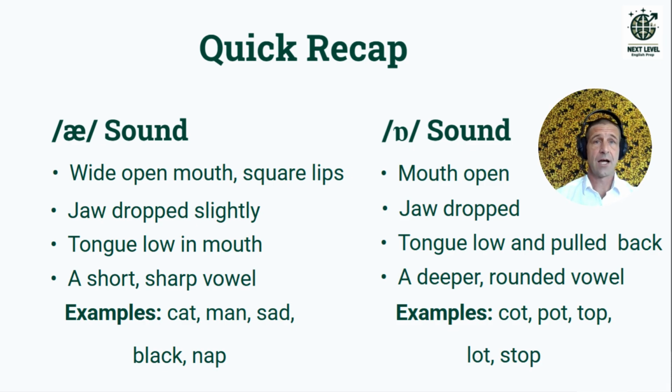For the ɑ sound, your mouth's open with relaxed lips, and your jaw's dropped. Your tongue's low and pulled back in your mouth. It's a deeper and rounded vowel, more like words like cot, pot, top, and lot. The main difference is that for the æ, your mouth's really wide and the front of your tongue's raised. For the ɑ, your tongue's pulled back and the sound comes from deeper in your mouth.